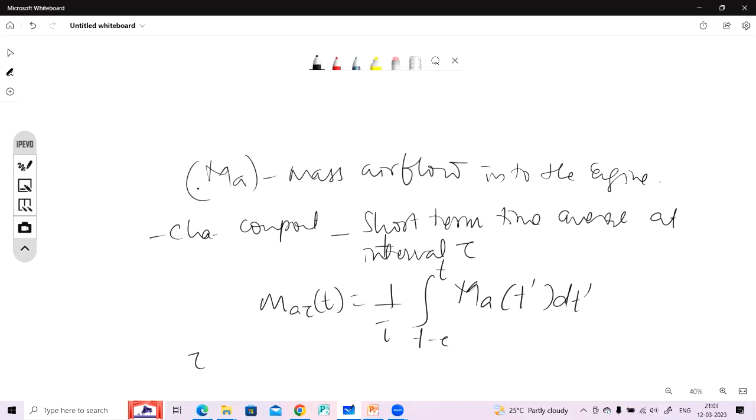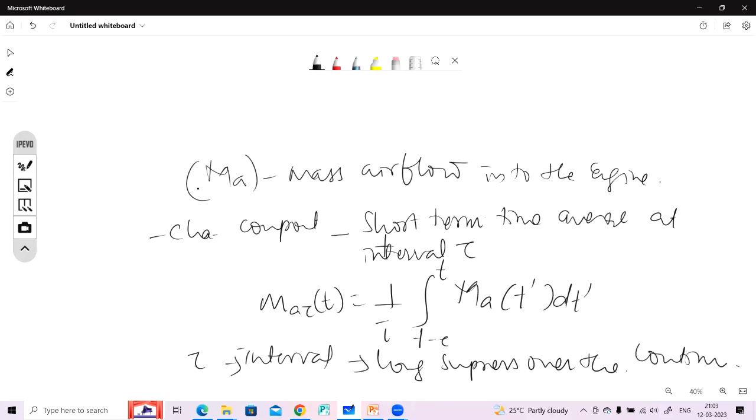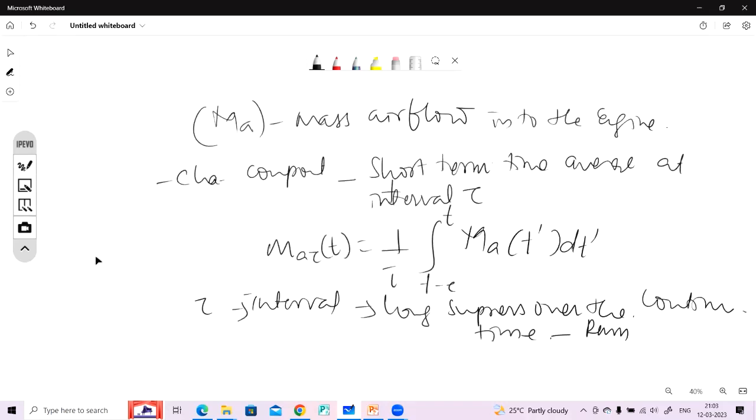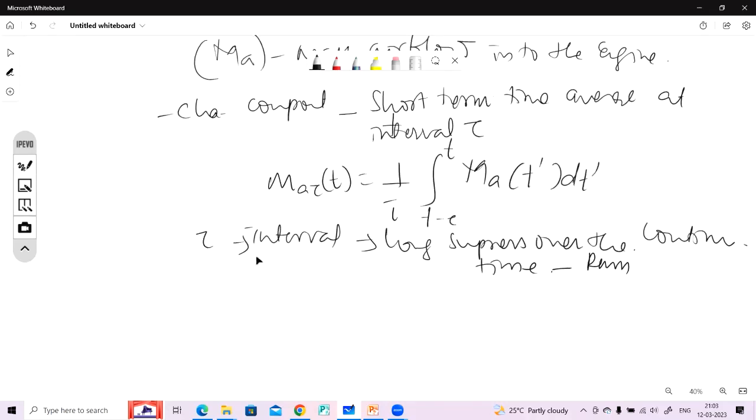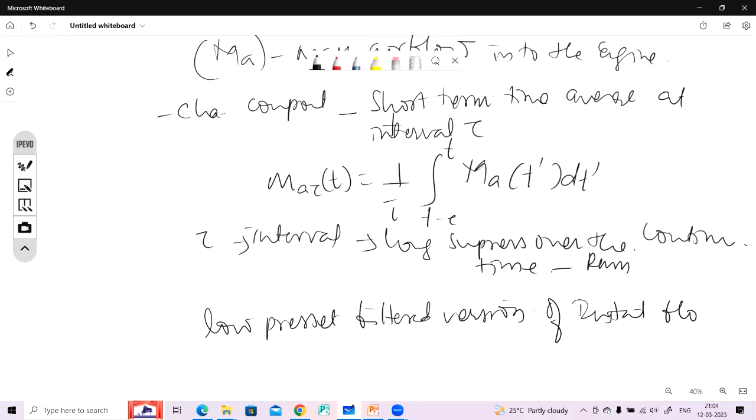Okay, so here tau is the interval over the continuous time, and MA is the mass airflow related to revolution per minute, with a time varying component with respect to the cylinder pumping frequency, exhaust with RPM, and alternately the steady component of the mass airflow can be represented by a low pass filter version of the instant flow rate.